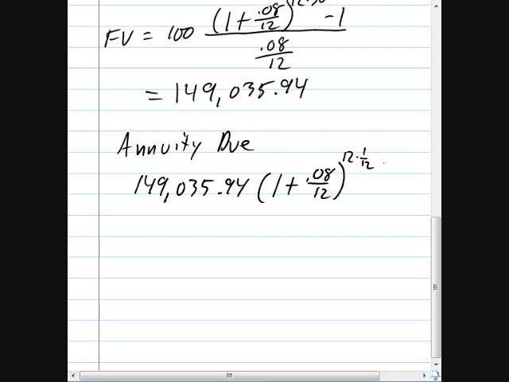And if you look at the formula in the textbook, it looks just like the future value of an ordinary annuity, but at the end we multiply by 1 plus r over m. Because the 12 times 1/12 simply multiplies out to 1.